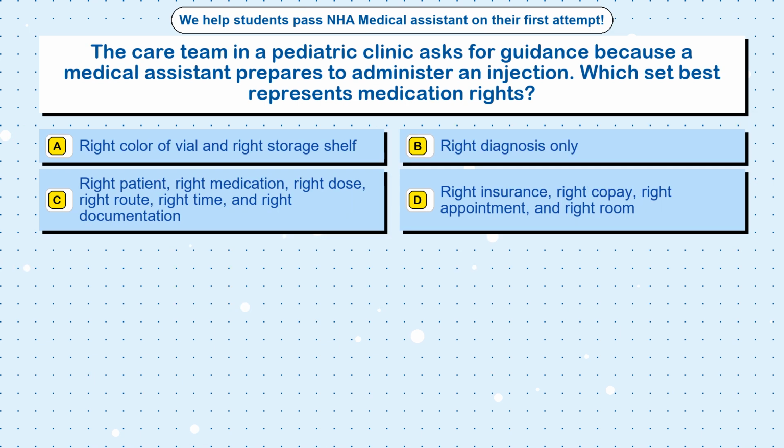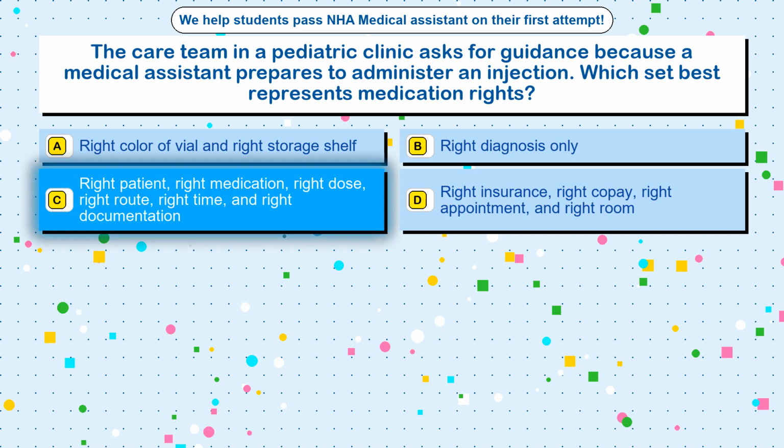Question 52. The care team in a pediatric clinic asks for guidance because a medical assistant prepares to administer an injection. Which set best represents medication rights? Option A, right color of vial and right storage shelf. Option B, right diagnosis only. Option C, right patient, right medication, right dose, right route, right time, and right documentation. Option D, right insurance, right copay, right appointment, and right room. The correct answer is option C, right patient, right medication, right dose, right route, right time, and right documentation.